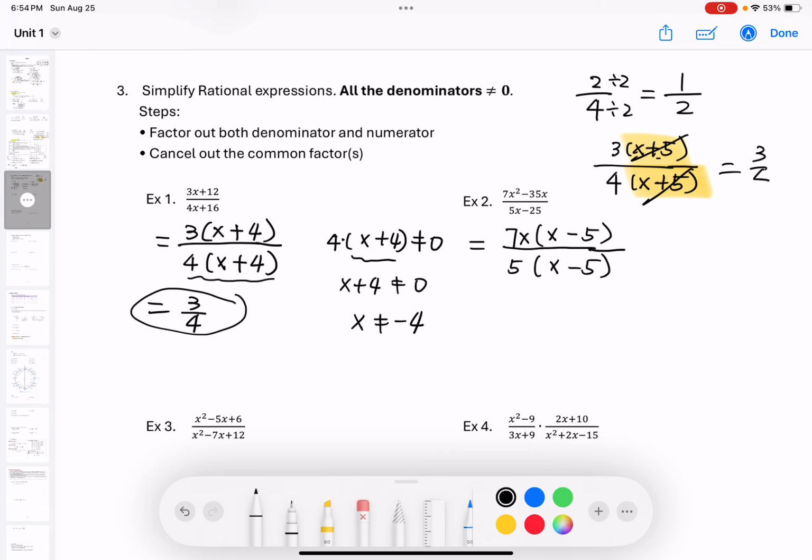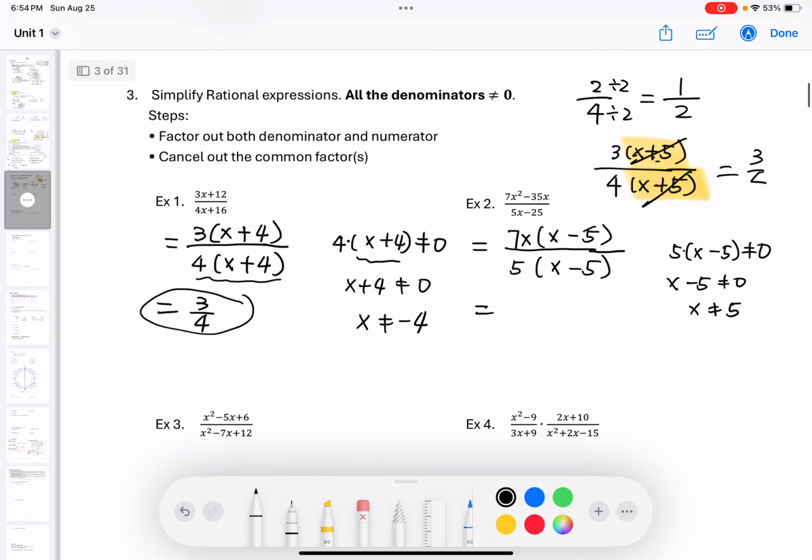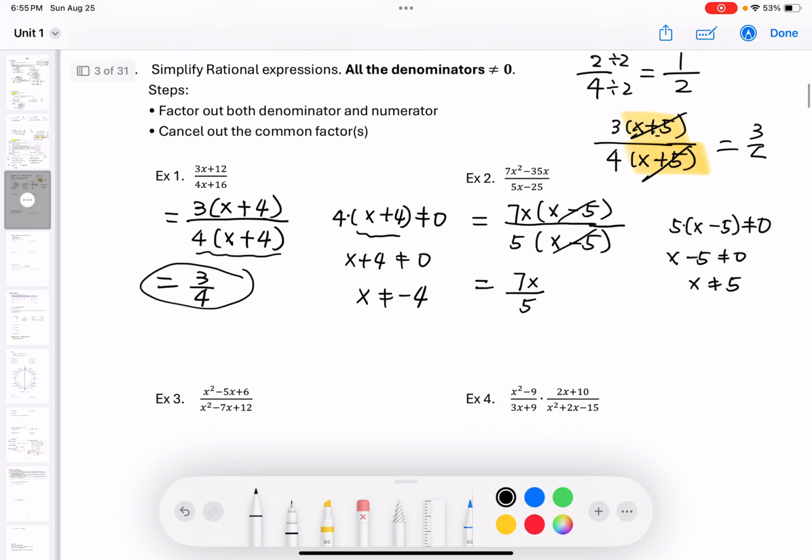And before we move on to do the simplification, let's say the bottom, 5 times x minus 5, is not equal to 0. 5 is not 0, x minus 5 is not 0, x is not equal to positive 5 because we add 5 both sides. And this is the restriction. Let's do the cancellation. We have 7x divided by 5 is our solution.